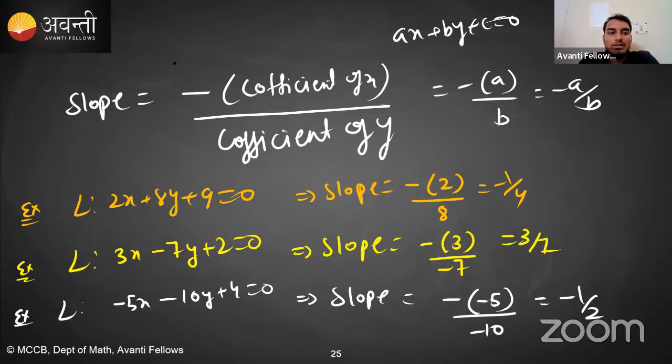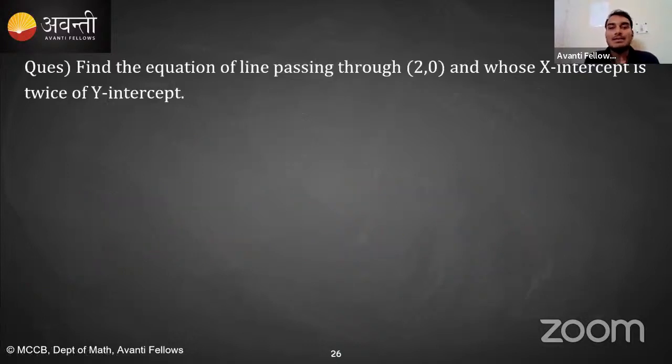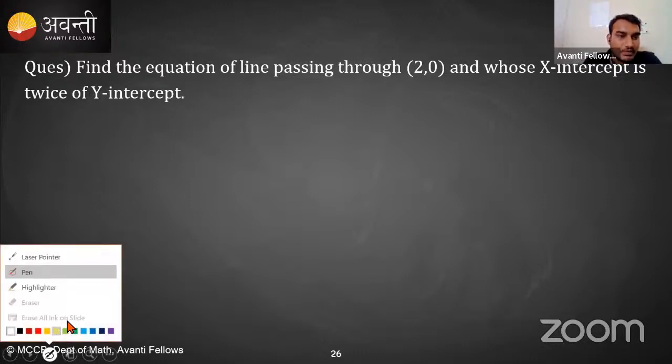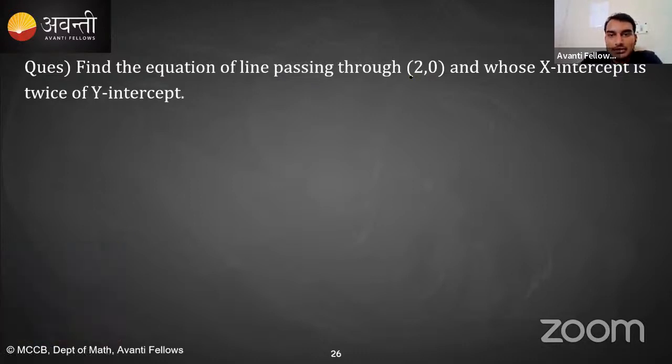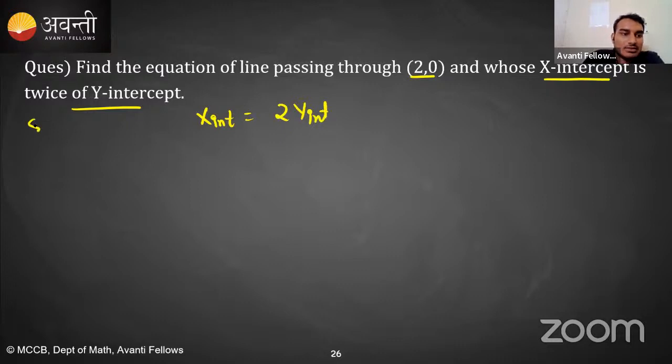Is this clear now? If the general form of a line is given, then can you find the slope? It is simple. If it is clear, then let's proceed further. Now let's start solving some questions. The first question is: find the equation of the line passing through (2, 0) and whose x intercept is twice the y intercept. This is what the question is saying.